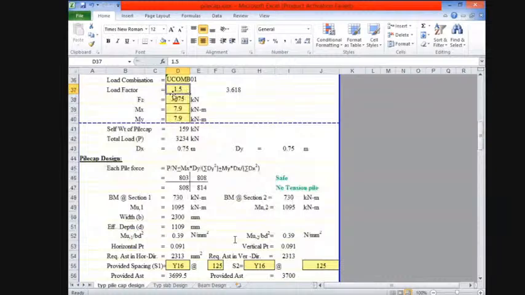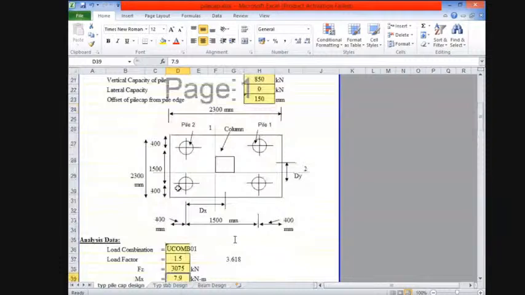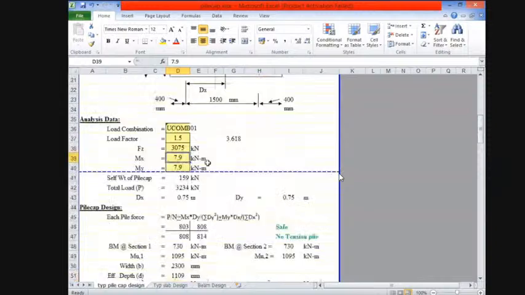Then your axial force, that is 3075 kilonewton. Then Mx. So in that also you will get a moment. Here one moment will come, the X moment of the column, and the other, based on the axis of your software analysis report, whether it is Z or Y. So based on that, the MX and MY moments also you have to take.